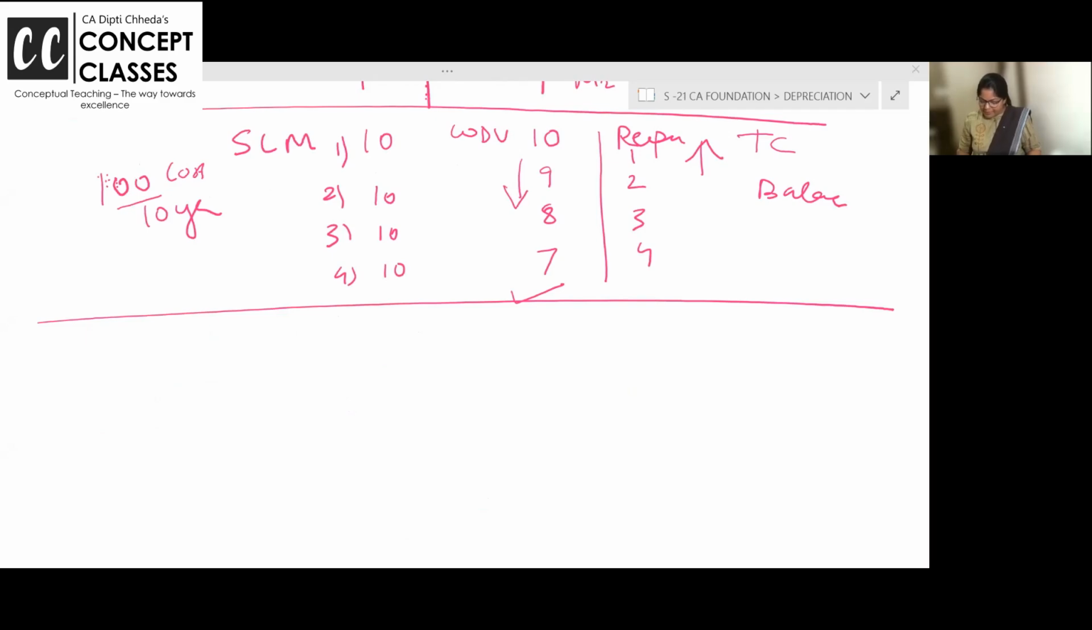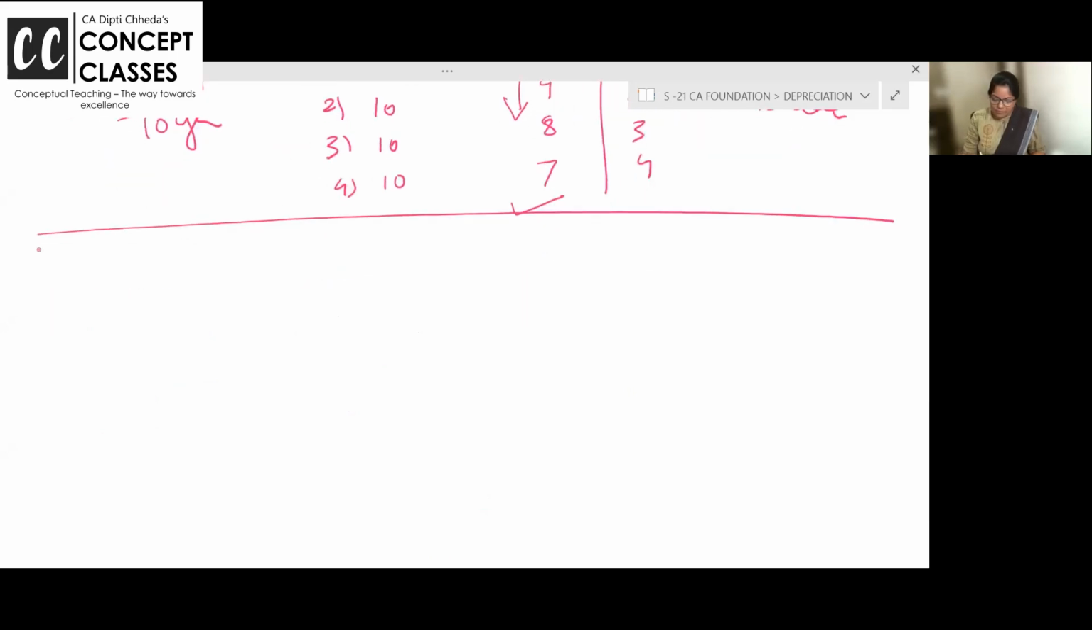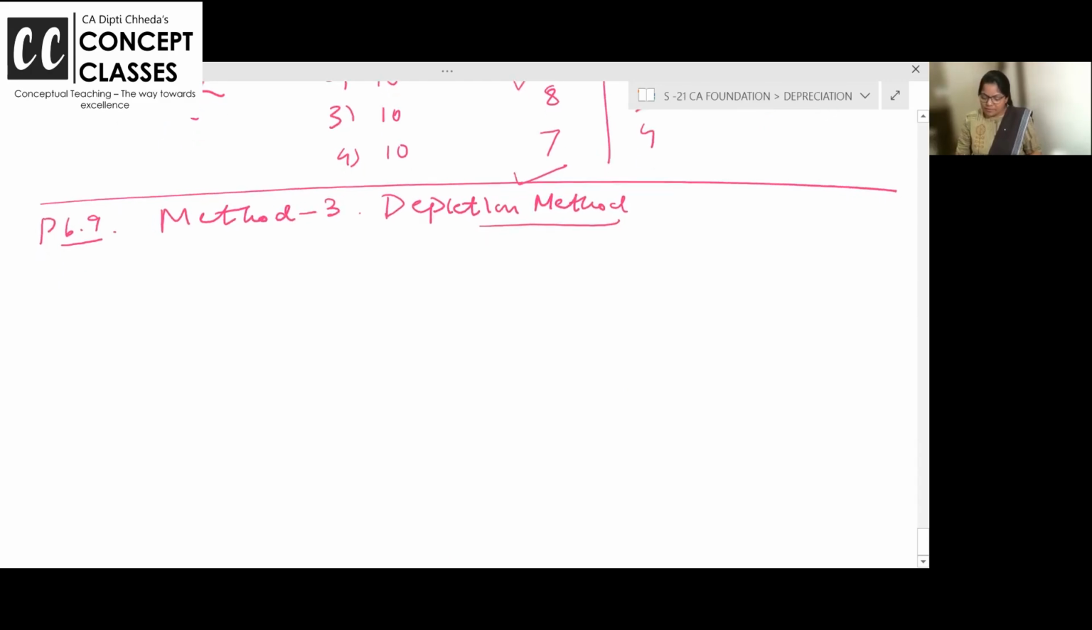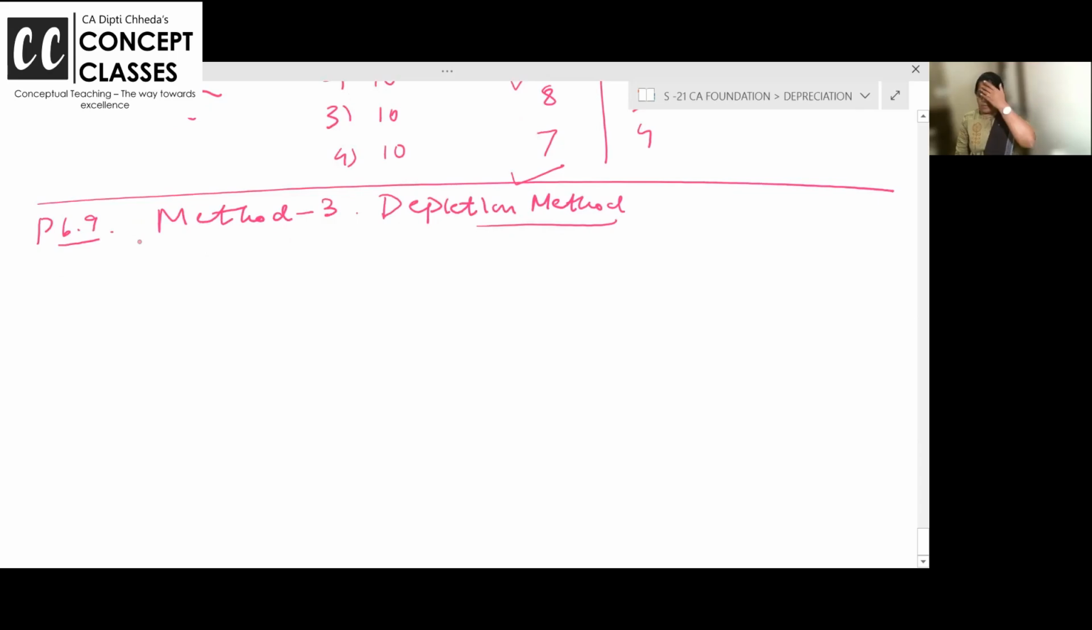Problem number 9, and before we start, write down method 3: depletion method. Mines and all, they depreciate, so depletion method. Now, let us make the working note.